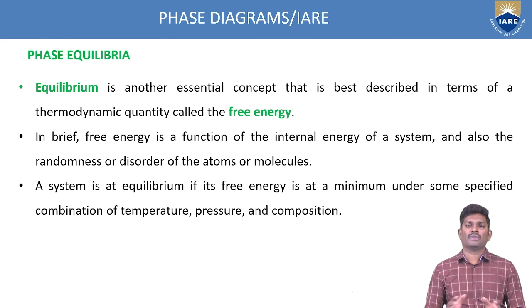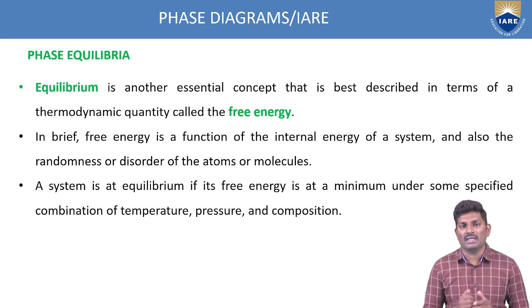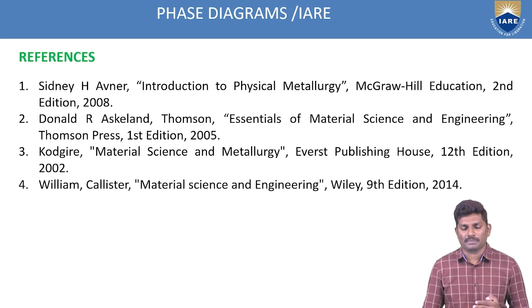So what is free energy? Free energy is a function of the internal energy of the system, which can be the randomness or disorder of the atoms or molecules. And a system is in equilibrium if it has less free energy. If any system has minimum free energy, then that type of system is called an equilibrium system. So thermodynamically, the quantity should be maintained in equilibrium. If a system is said to be in equilibrium, then it should have a minimum value of free energy. These are some of the terms you need to understand while preparing any type of metal alloy.